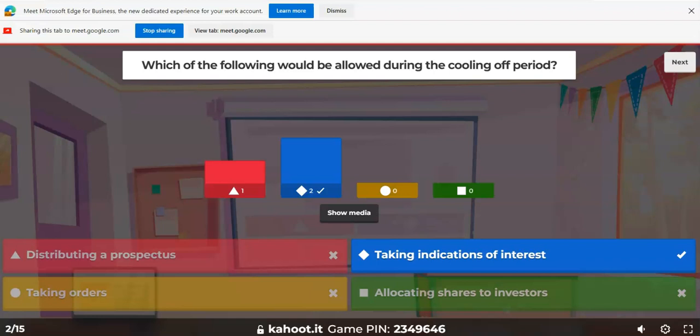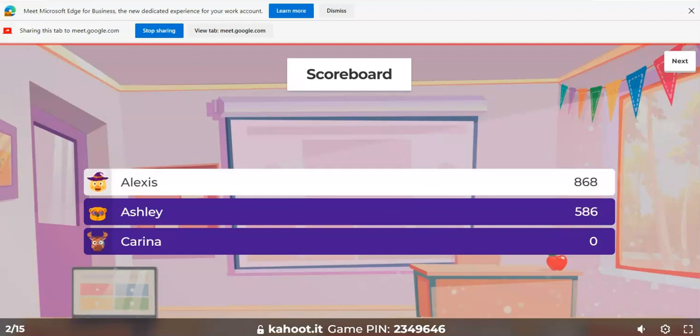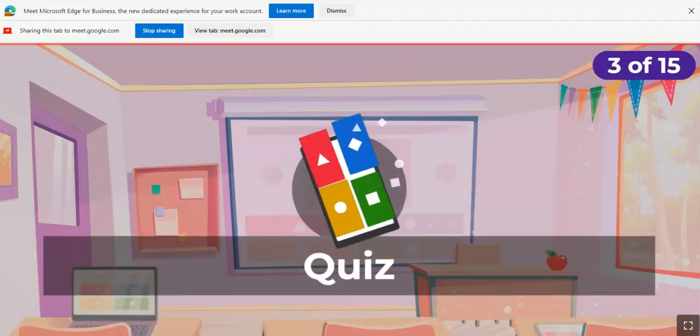Now, had the question said distributed a preliminary prospectus, that might have made sense. They can give the preliminary prospectus so that any potential investor can decide whether they want to give an indication of interest for or against. But it said prospectus, that would mean a final prospectus. I have to say specifically preliminary. Okay, let's see how we did. Okay, Alexis is out in front. Let's try the next one.